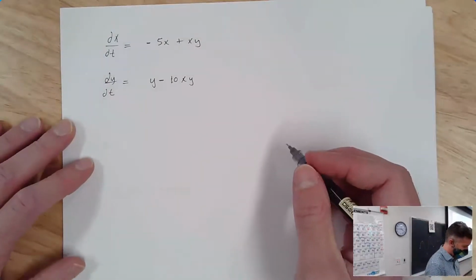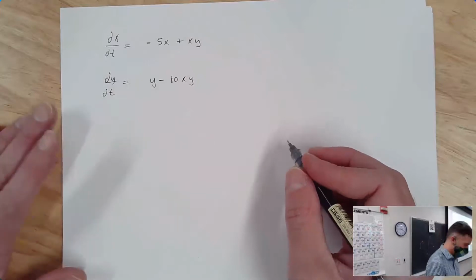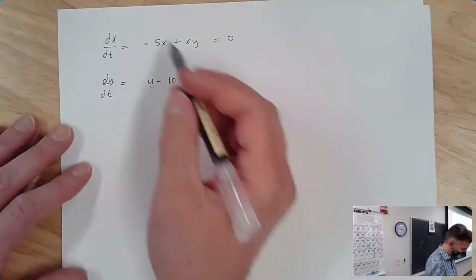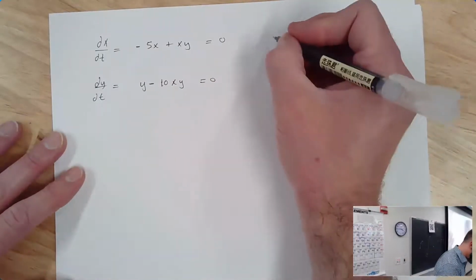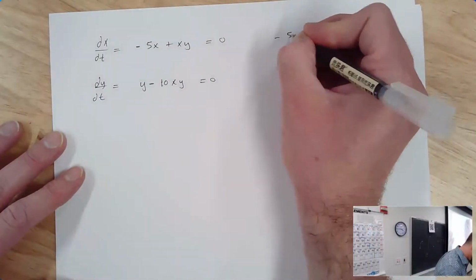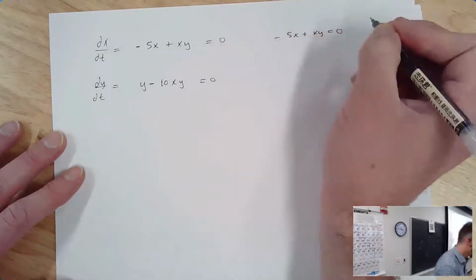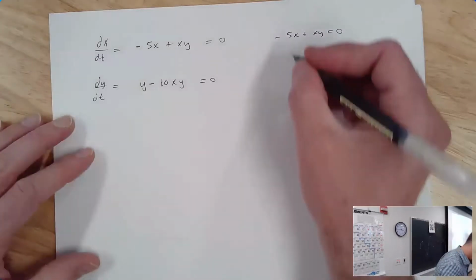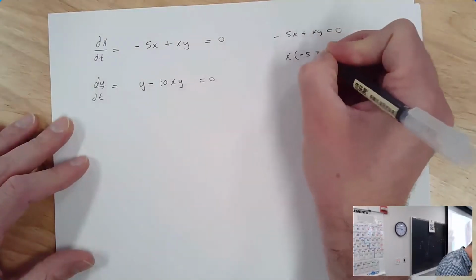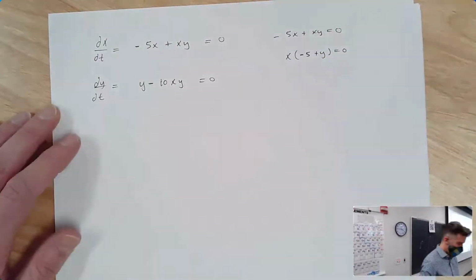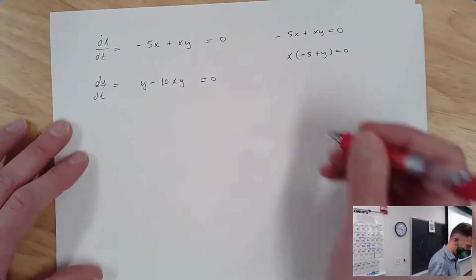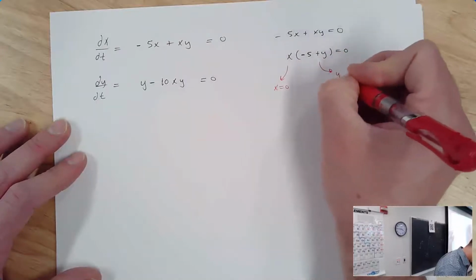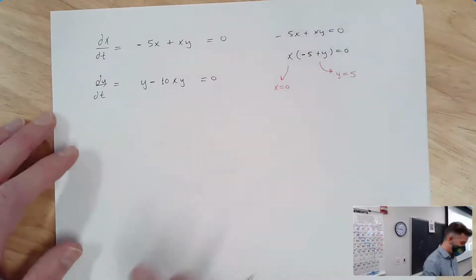All right, so again, we're setting each of these equal to 0. If I set this first one equal to 0, what should I do? Whenever you're doing this, if you can, you should factor. I'm going to factor out an x. Great, so I get two possibilities. I get either x equals 0 or I get y equals positive 5.